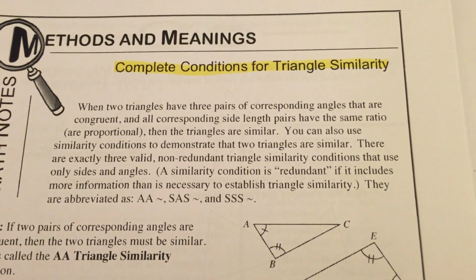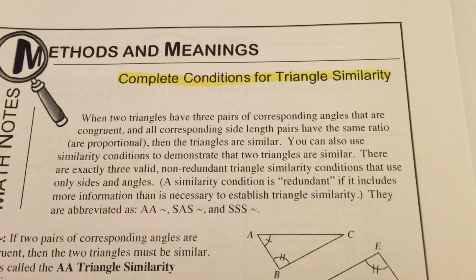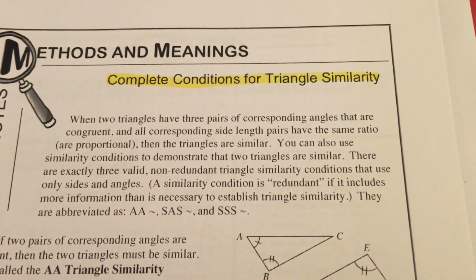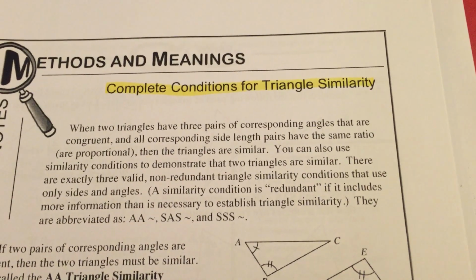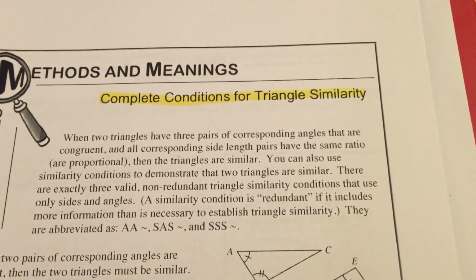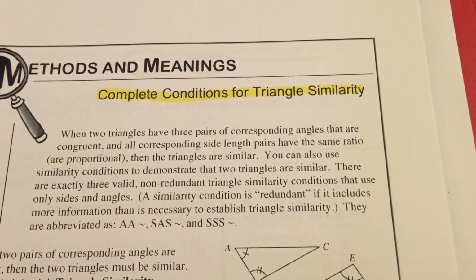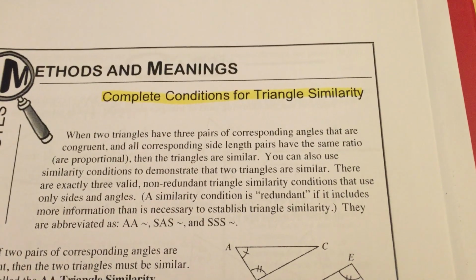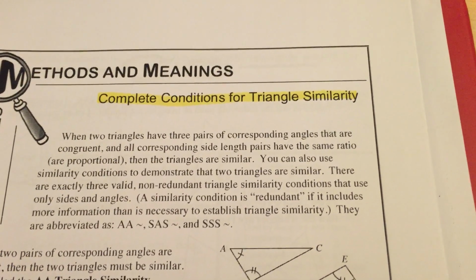All right, so right now what we're doing is we're looking at your methods and meanings box, and I kind of want to go over what you should have gotten in class on Wednesday. You're looking at the triangle similarities, okay? And we have three triangle similarity conditions, okay? And as you can tell, it's the AA, SAS, and SSS.